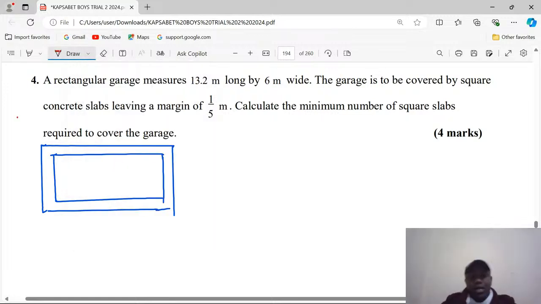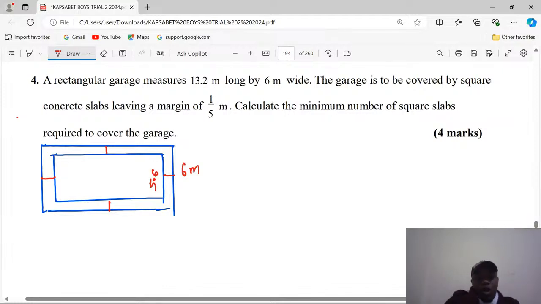So we are told that it leaves a margin of 1/5 of a meter, which is 0.2. So we will have 0.2 here and 0.2 here, also 0.2 here and 0.2 here, such that if the external length is 6 meters, then the internal one shall be 6 minus 0.2 minus 0.2 again, and that becomes 5.6.